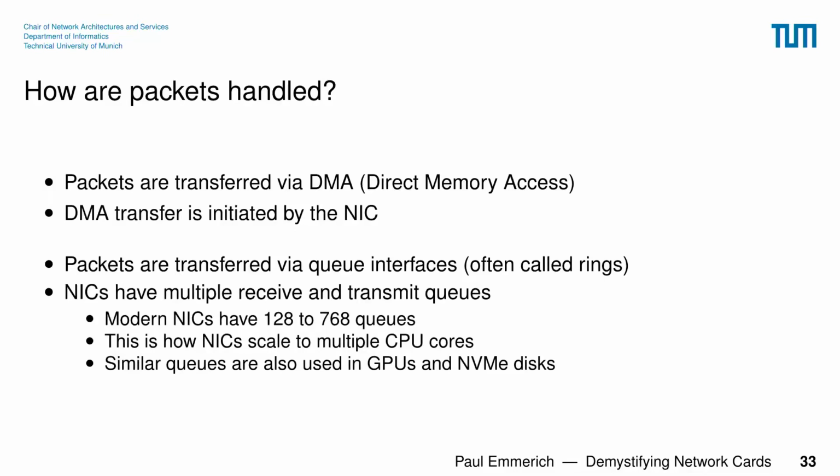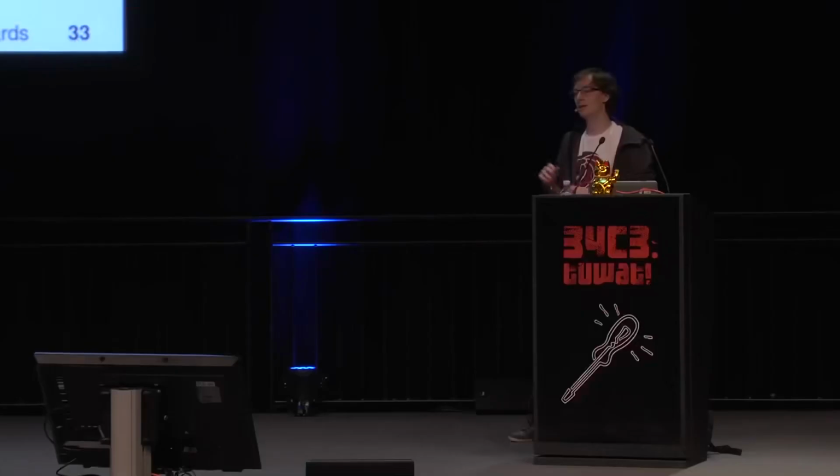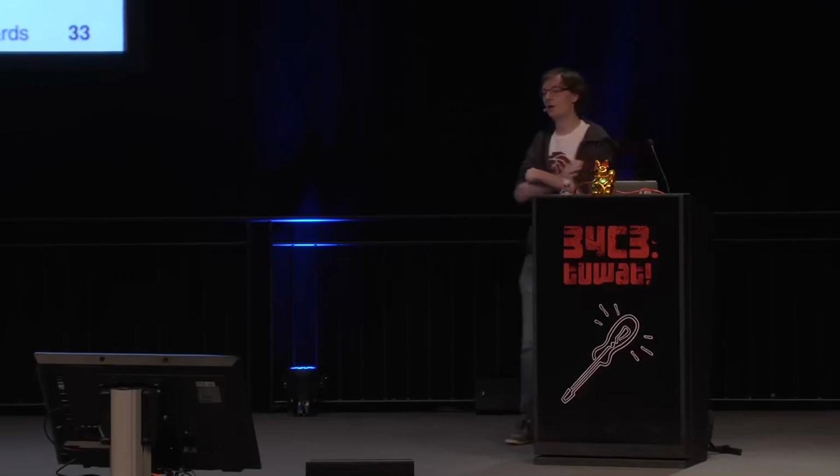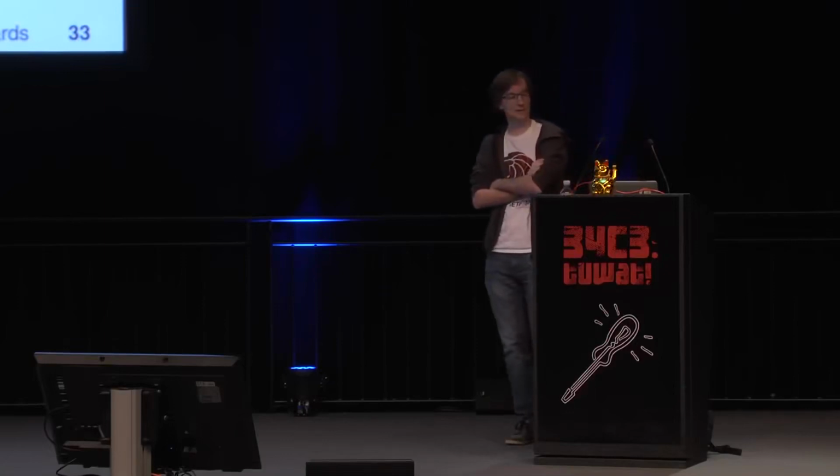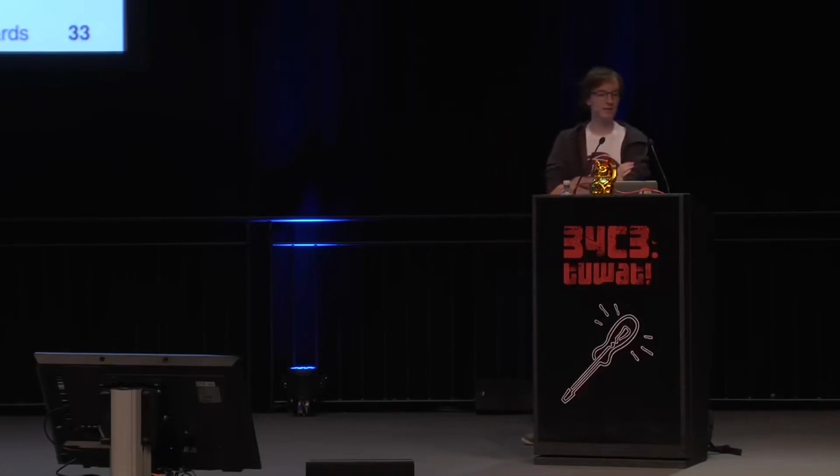And on receiving, the network card can either hash on the incoming packet, like hash over protocol headers, or you can set explicit filters. This is not specific to network cards. Most PCI Express devices work like this, like GPUs have queues, command queues, and so on.